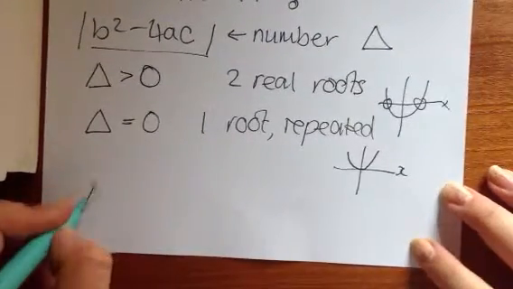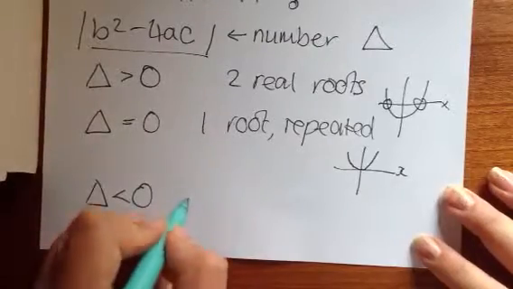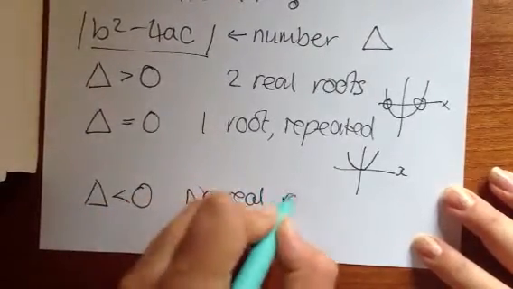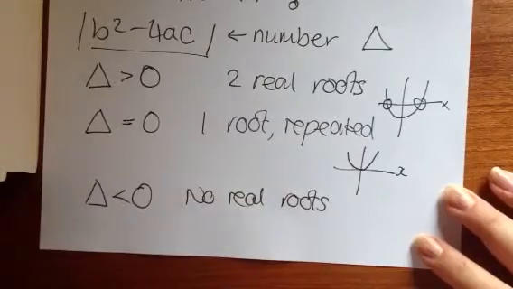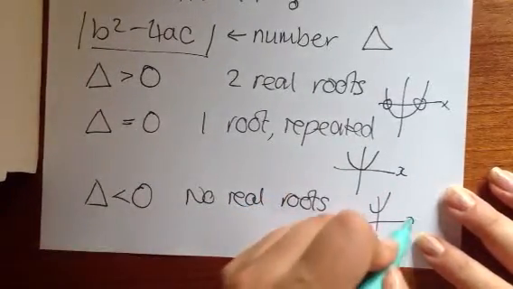And lastly, if our discriminant is less than 0, this is kind of the one we like, we've got no real roots. So we can't factorise it into 2 brackets. Our graph probably looks something like this. It's floating off the top. Doesn't touch the x-axis at any point.